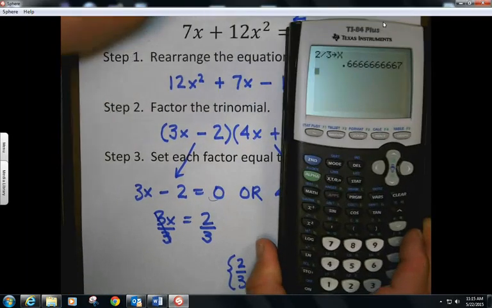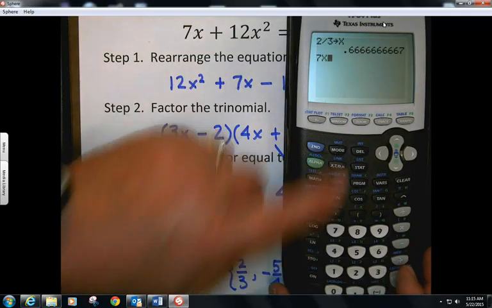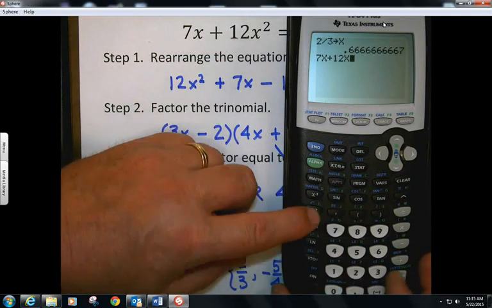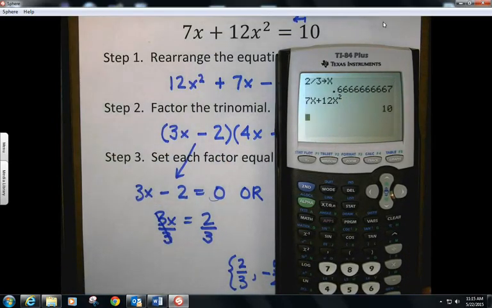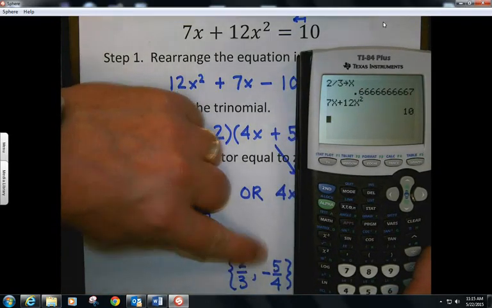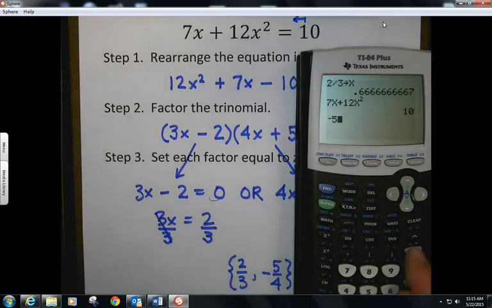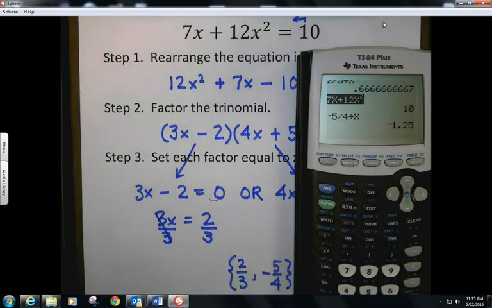If you go back up to your original equation and type in the expression 7x plus 12x squared, that should equal 10, and that works. We'll put the other answer in, which is down here, negative 5/4. Store that for X. Go up here and grab that expression, and it should also equal 10. And there we have confirmation that both of those answers are correct.